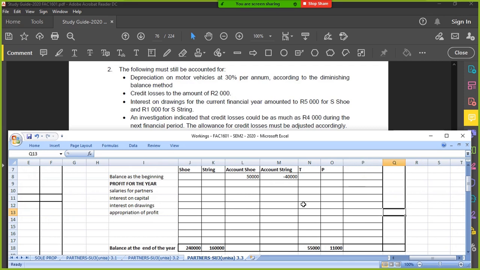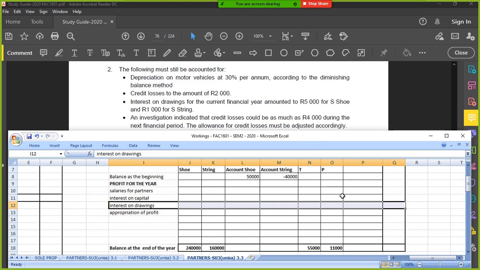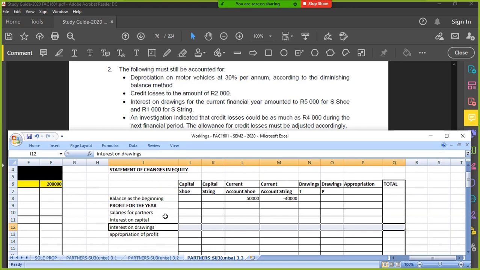Okay, notice you have a new line here. Yes. Interest on drawings. So where would you put it? What is interest on drawings going to do to the partnership? Think about it. It's going to add to the partnership. Yes, it'll add to the partnership. So which column would you show that in, the appropriation. Good. See, your understanding is already there. Okay, so you're going to have to include 6,000 here as a benefit for the partnership because the individual partners must pay interest on their drawings.